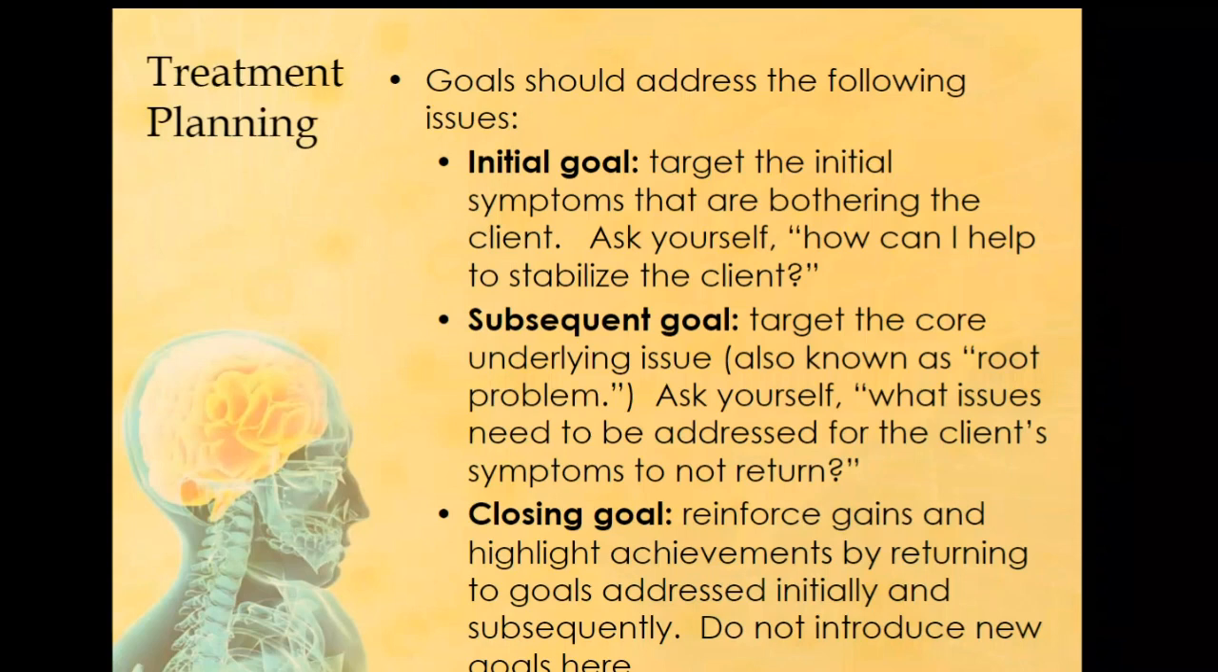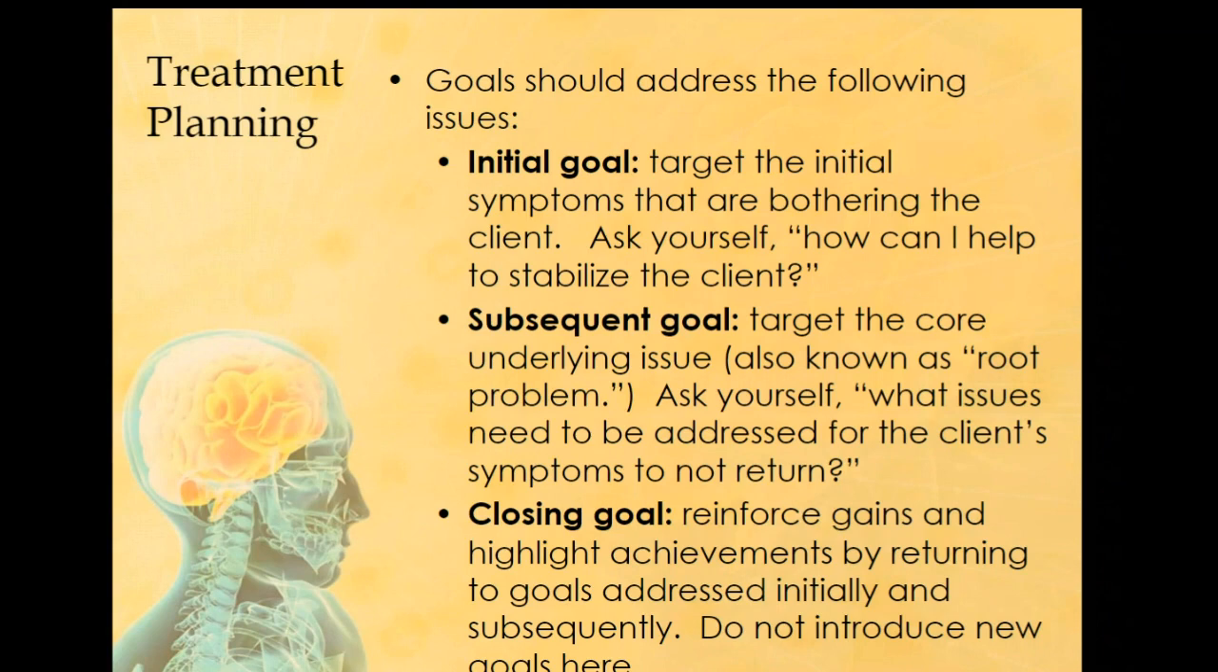So, a subsequent goal, obviously, this is the core underlying issue. What needs to be addressed for the client to not return? Essentially, we have to do this because if we don't address this core issue, it's likely that after stabilization, clients will return. Sometimes it can be hard to get client buy in on this part of the treatment plan because they're like, oh, my depression symptoms are better. Why should I continue going to counseling? And then you would really want to articulate that sometimes there's something else that's going on under the surface, and we really want to make sure we address that.